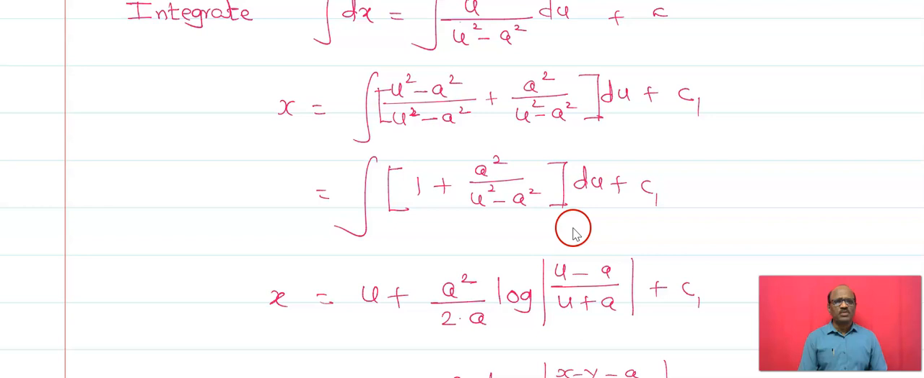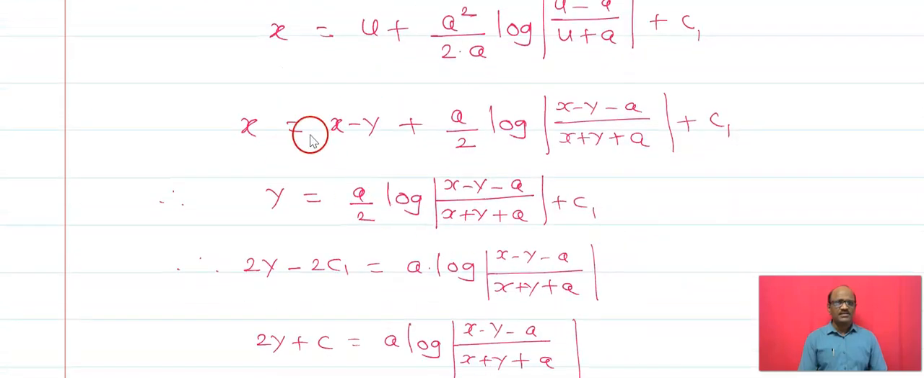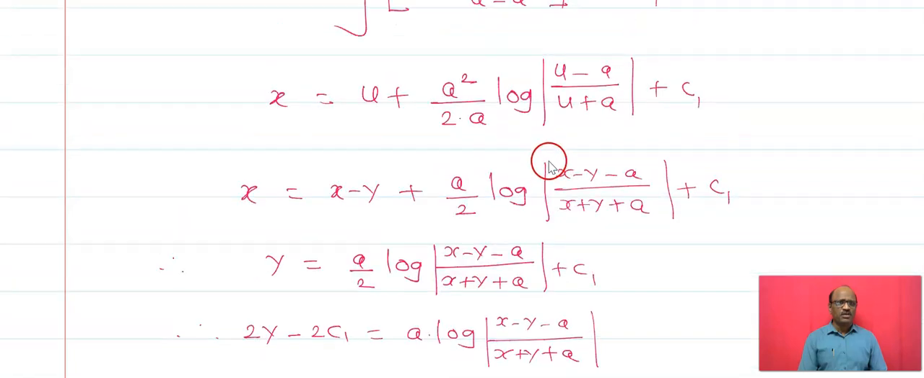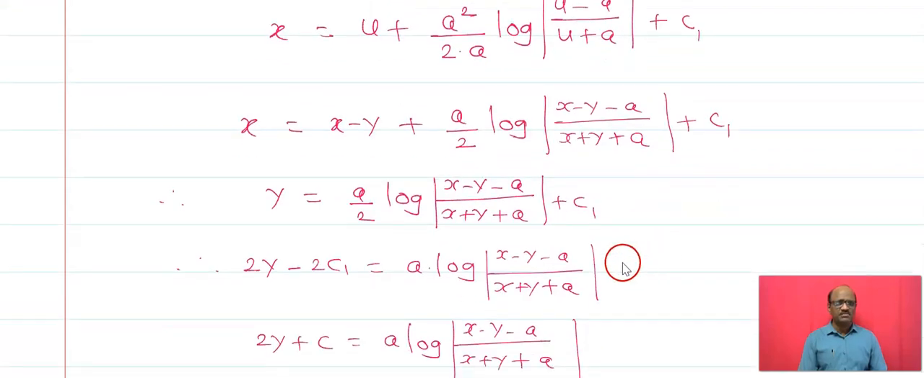हे सगळे फॉर्म तुम्हाला माहिती पाहिजे. That is a square upon 2a log of (u minus a) upon (u plus a) plus c1. And here is a x, substitute the value of u, which is x minus y. A square upon 2a square, that's you will get a upon 2 log of the value of u, (x minus y minus a) upon (x plus y plus a) plus c1.